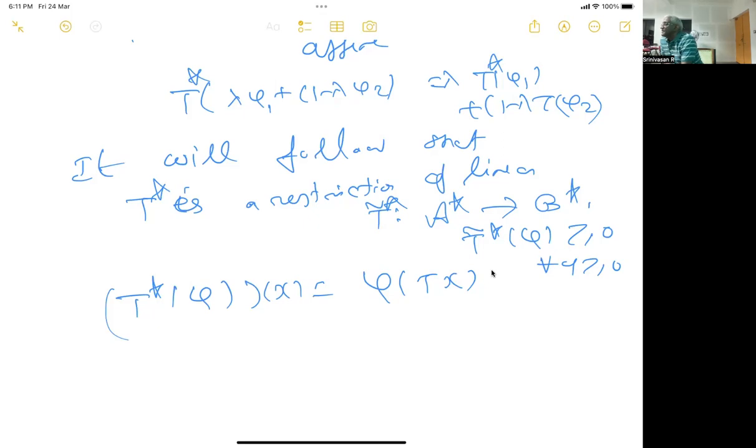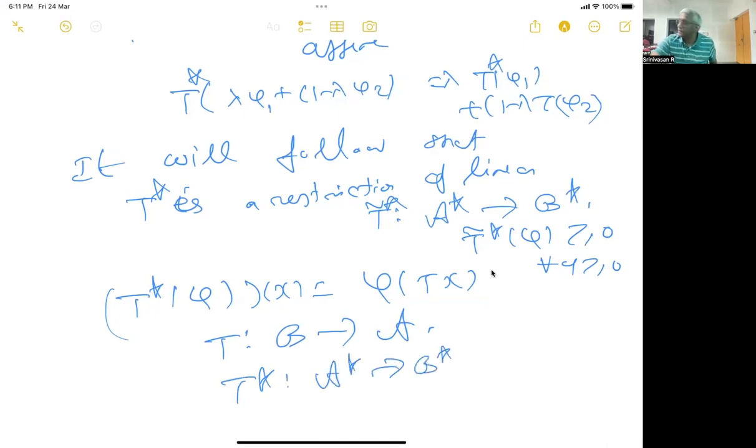T is positive. What is T? T is a map from B to A. And T star is from A star to B star. So this is positive is equivalent to this is positive. I mean, T takes positive elements of B to positive elements of A. T star will take positive linear functionals on A star to positive linear functionals on B star. This is actually true if these things hold. This is not very difficult, but we can work it out.